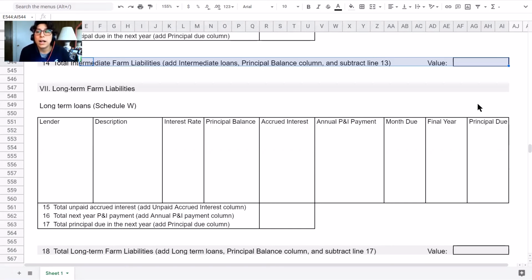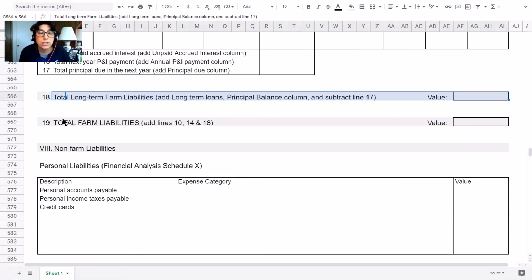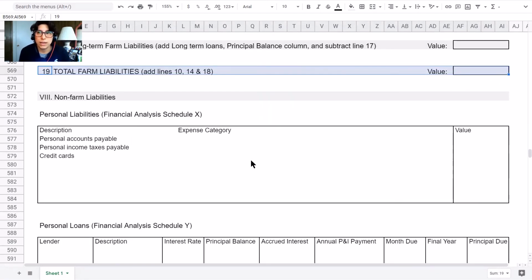And again, we are going to calculate your long-term balance as the principal balance, which is the whole principal that you owe, minus the principal due, which is the portion of that principal balance that you're going to be paying next year. Hopefully that made some sense. And you're able to add up your total long-term liabilities, and so that you're able to add up your total farm liabilities with current, intermediate, and long-term liabilities included, and then move on to non-farm liabilities.